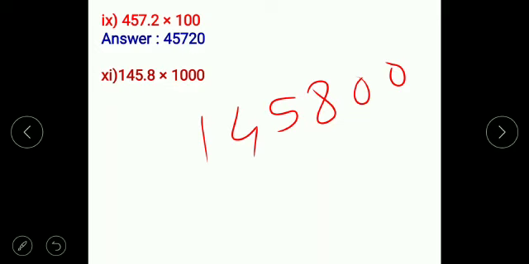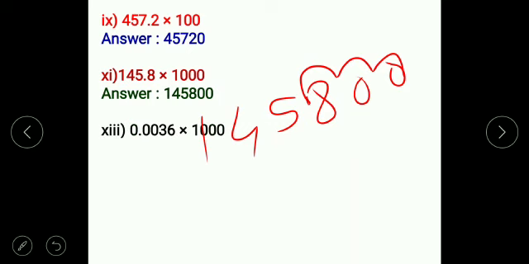So now the next example is example number 11, 145.8 into 1000. In this example there are 3 zeros, right? So we have to shift the decimal point after 3 digits, that means from left to right. After this decimal point there is only one digit, so we have to put 2 zeros after this 8. So the decimal point is here, shift after 3 digits, so 1 2 3. So what is the answer here? 145800.